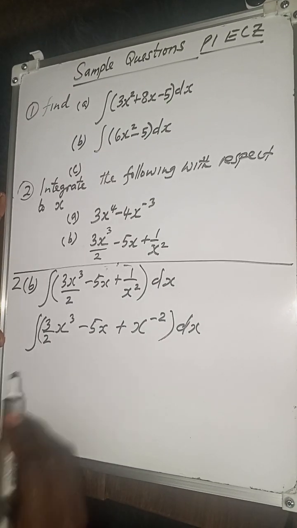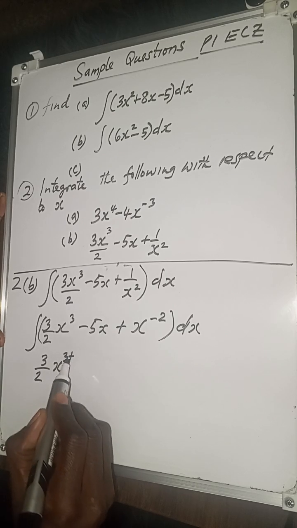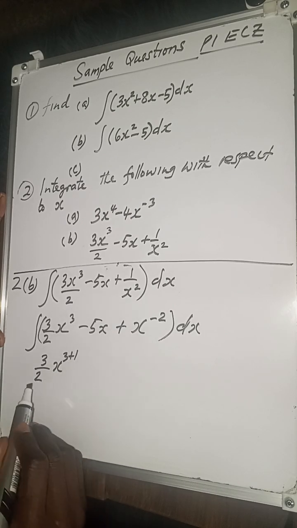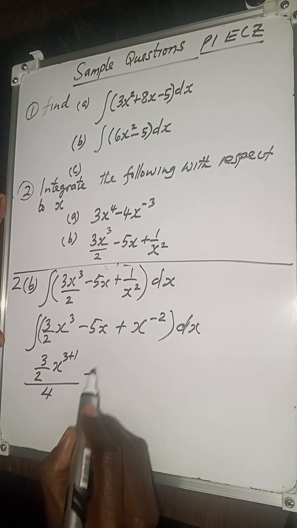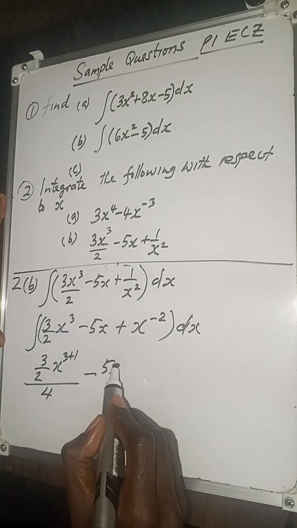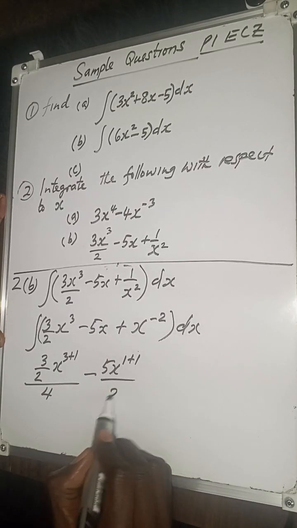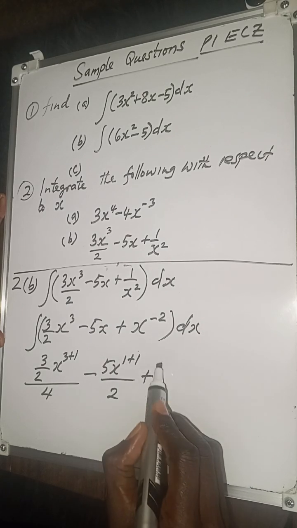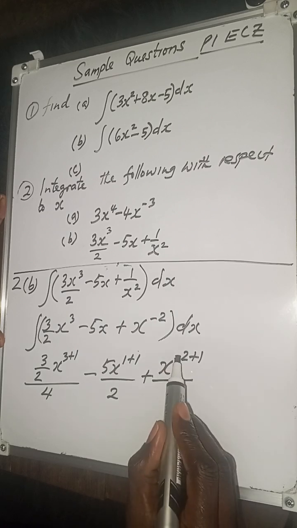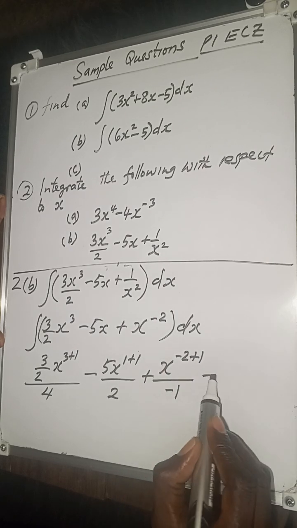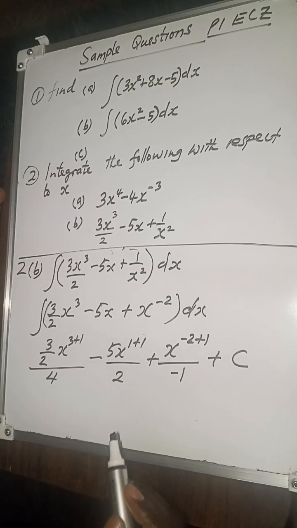So how is that going to be? It is going to be 3 over 2 x, 3 plus 1, that's a 4. You add plus 1, divide by the new power, it's a 4, minus 5, since it's just x, it already has 1, plus 1, over the new power, which is a 2. And that would be x, negative 2 plus 1. And what's the new power? Negative 2 plus 1 is a negative 1. Please include your c there, as long as they have not given you the upper limit in your paper 1.